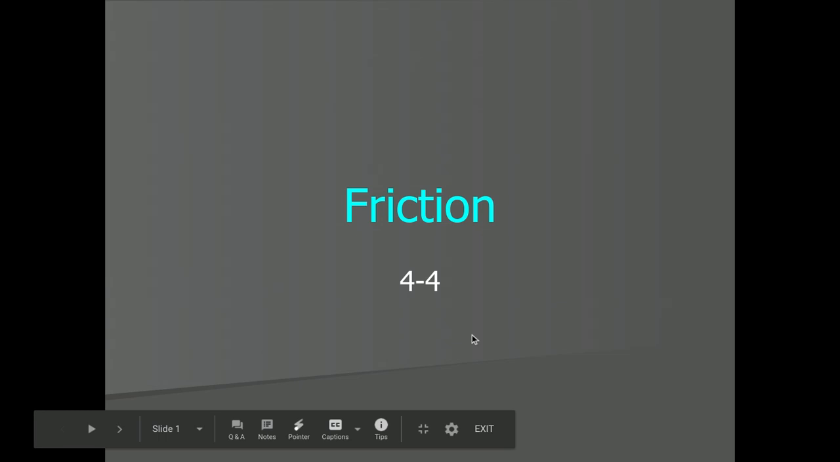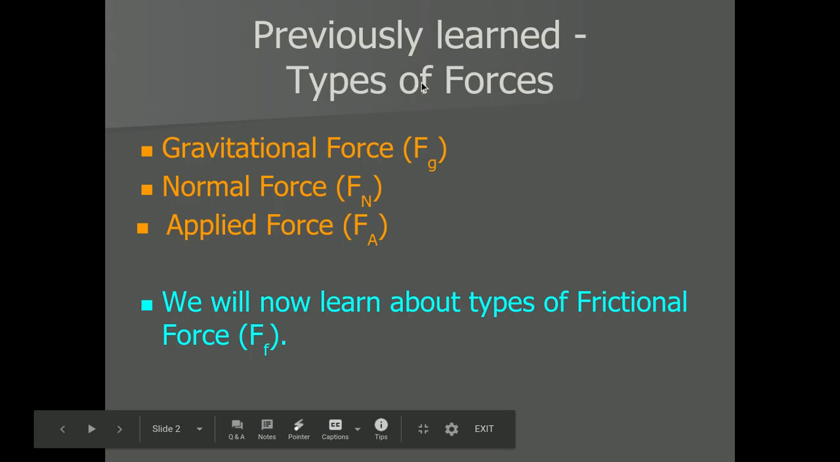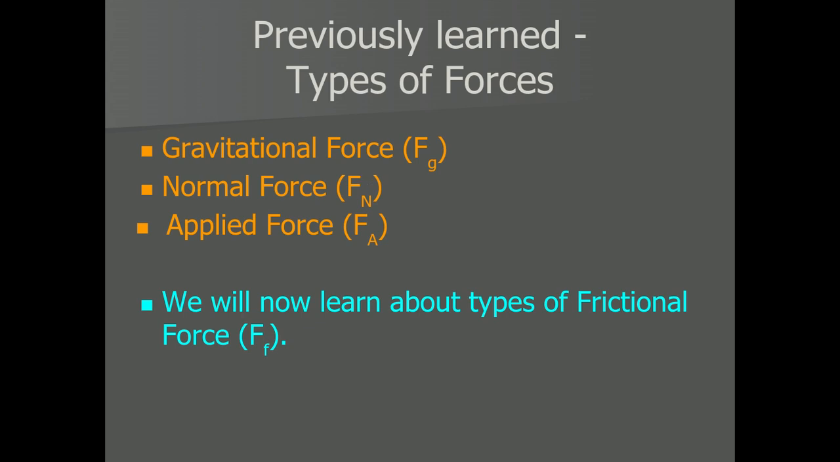All right, so previously learned types of forces are gravitational force, or F of G, normal force, F of N, and applied force, F of A, that we've talked about before. Remember that gravitational and normal force are in opposite directions, and I have some review slides at the end if you're not remembering those. Gravity is a downward pull, and the normal force is upward, holding something up, opposite of F of G. Applied force is whatever action is being applied, whether it overcomes the friction or not, because frictional force is the opposite of that.